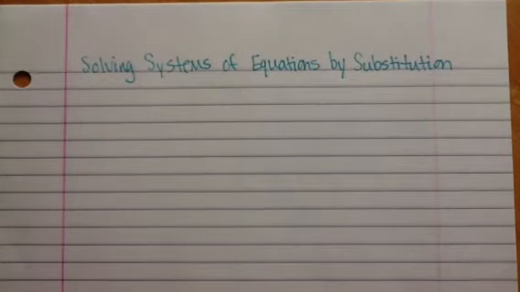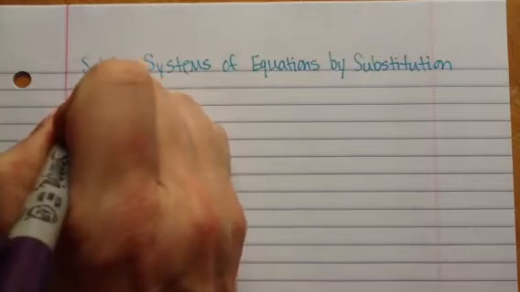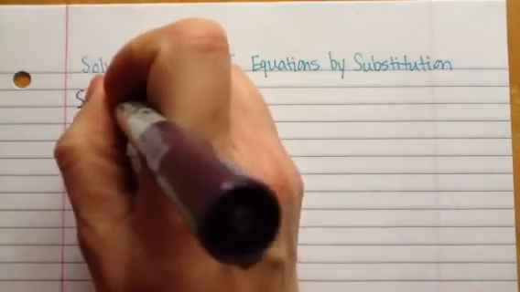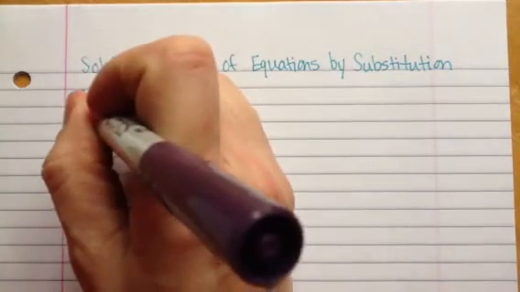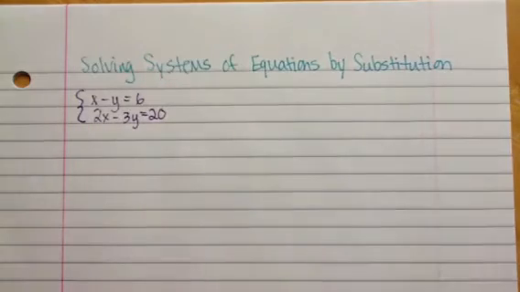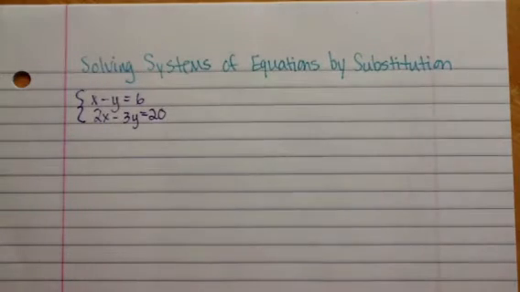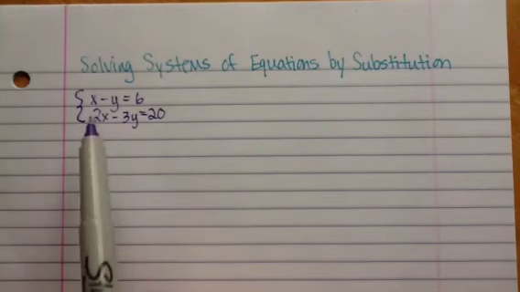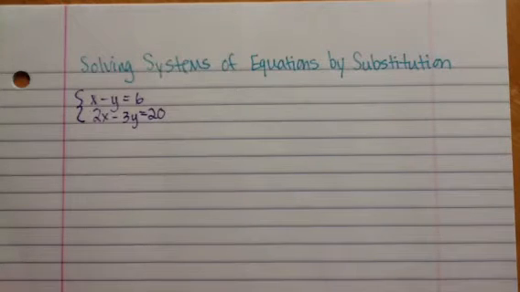Today we're going to be solving systems of equations by substitution. We're working with systems of linear equations for now. So an example of that would be if I have two equations whose graphs would be lines, such as x minus y equals 6 and 2x minus 3y equals 20. You'll usually see these two equations with that curly bracket, meaning that they go together.